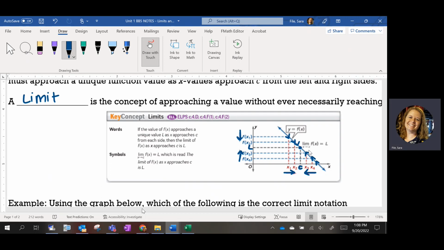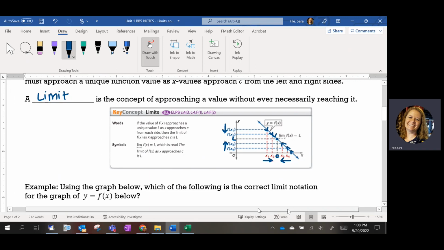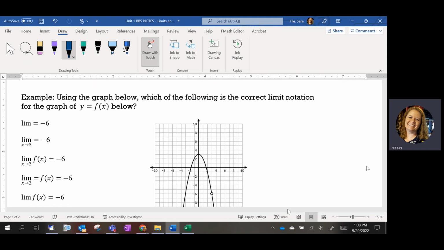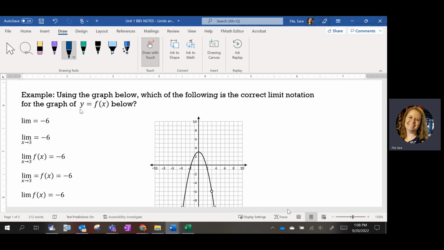I'm going to zoom out a little now. In this example, we want to make sure we understand the correct notation of limits. It says we're going to use this graph. Which of the following is the correct limit notation for the graph of y equals f of x below? They're all focusing in on this point here, where x is 3. What's y? It's not actually equal to -6 because it's an open circle, but that's the place where the open circle is at -6.